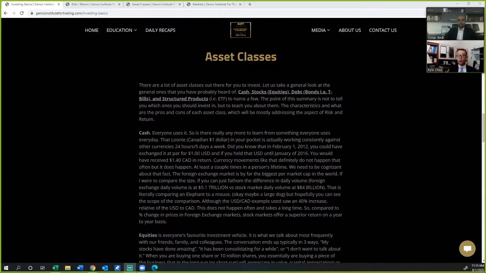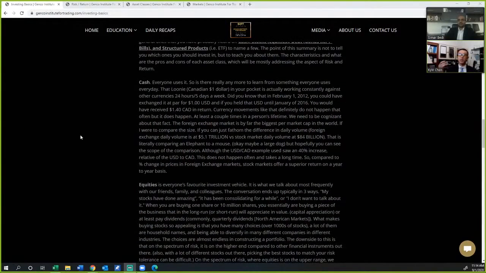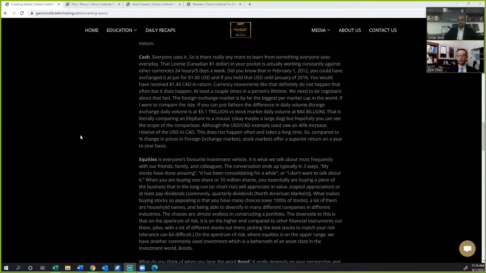So in order to buy those securities, you need US dollars. You can't buy a US security with Canadian dollars. It's impossible unless you go through some kind of ETF, but I don't want to get sidetracked there. So with cash, I want you to think of it as relative to another country's currency. It is a market that's open 24 hours, 5 days a week.